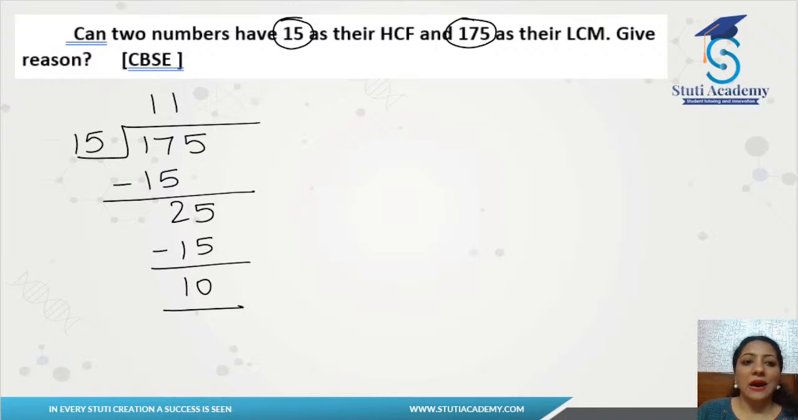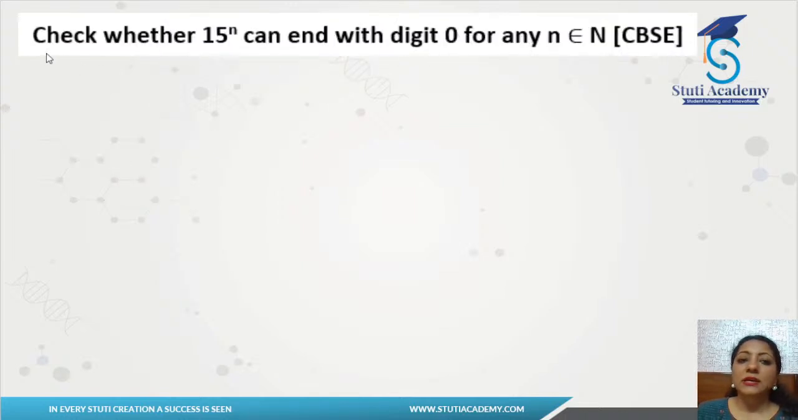Okay. Now, coming to the next concept, check whether 15 raised to the power n can end with digit 0 for any natural number n. N belongs to N means n is a number, n belongs to N. This N is the set of natural numbers. We have all natural numbers here. So that this denotes that n is a natural number. So a similar question I discussed yesterday also. For a number to end with digit 0, it should have 0 in the ones place.